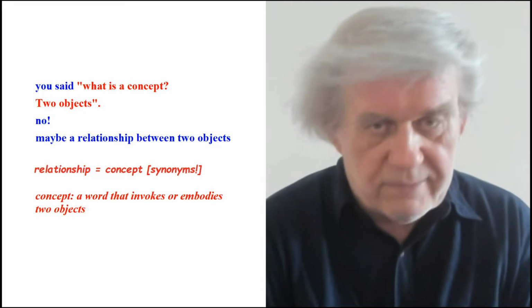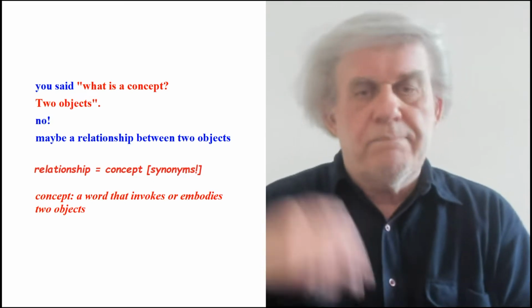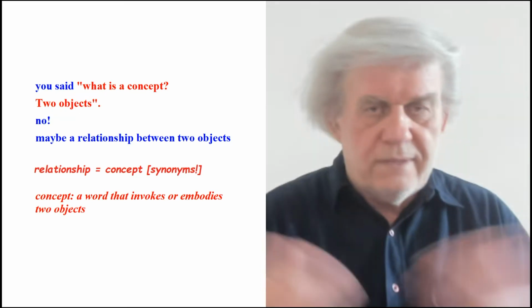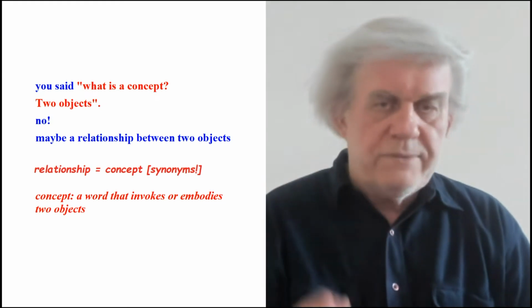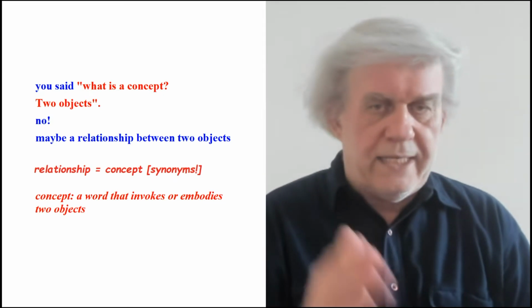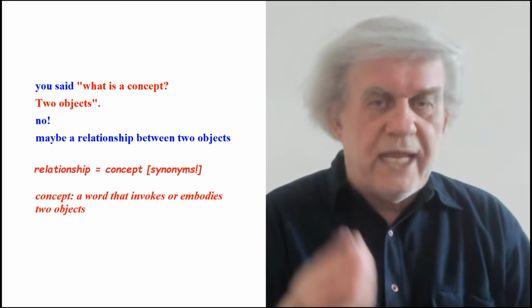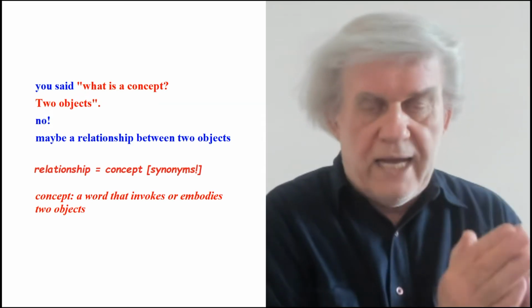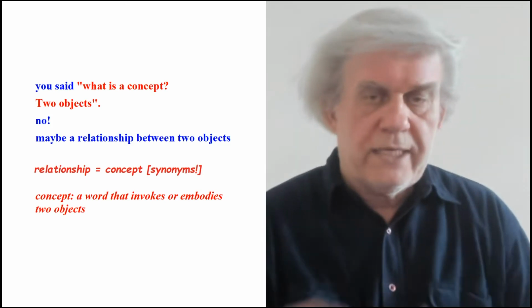So we say concept. Let's get it right. Concept: a word that invokes or embodies two objects, or implies two objects, or tacitly includes them, however you want to see it. Every concept already contains within it, in some way, the implication that there are two objects. It's a relation between two objects. That's what a concept is.